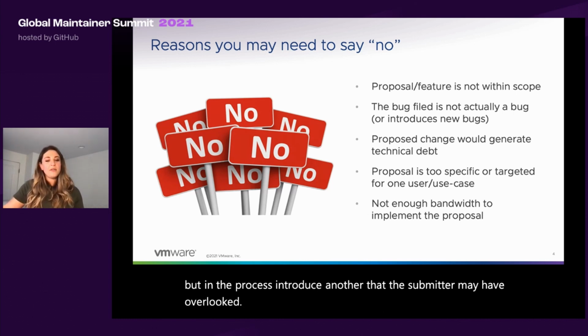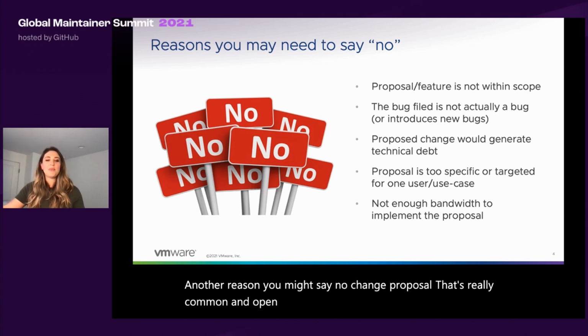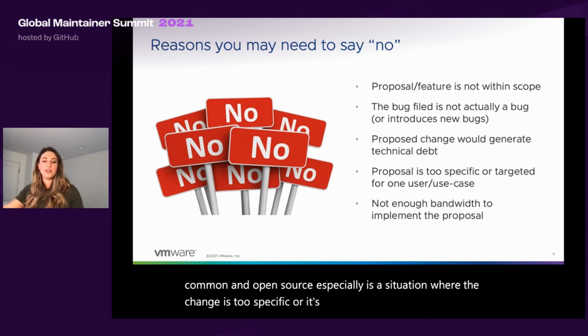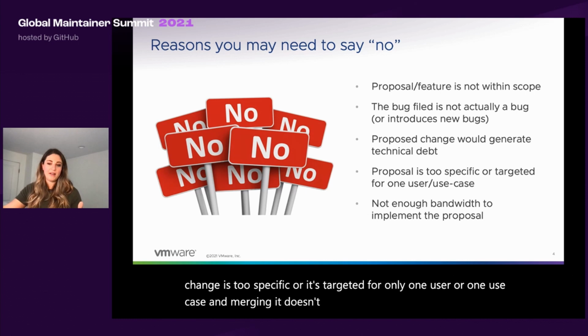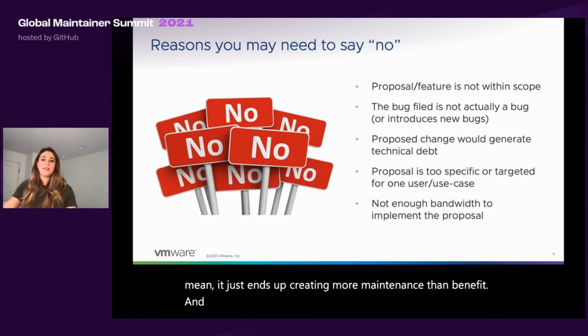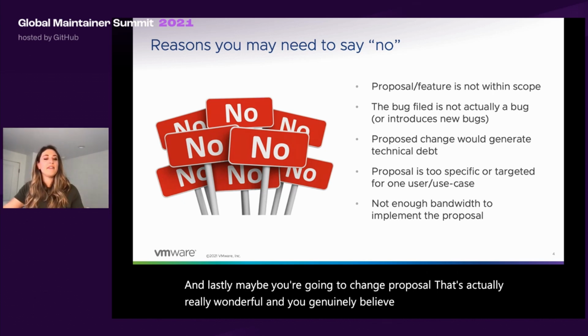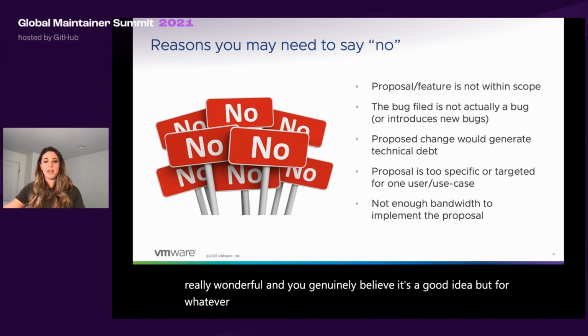Another reason you might say no to a change proposal that's really common in open source especially is a situation where the change is too specific, or it's targeted for only one user or one use case, and merging it doesn't really benefit the community at all. It just ends up creating more maintenance than benefit. And lastly, maybe you get a change proposal that's actually really wonderful and you genuinely believe it's a good idea, but for whatever reason, you just simply don't have the bandwidth or people power to implement it.